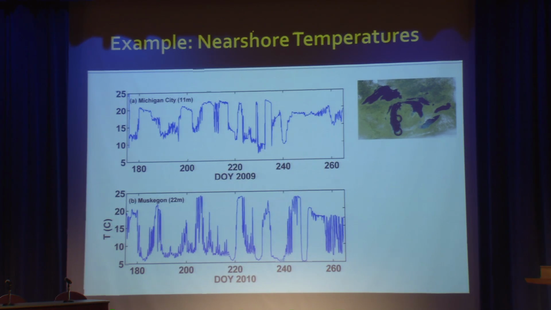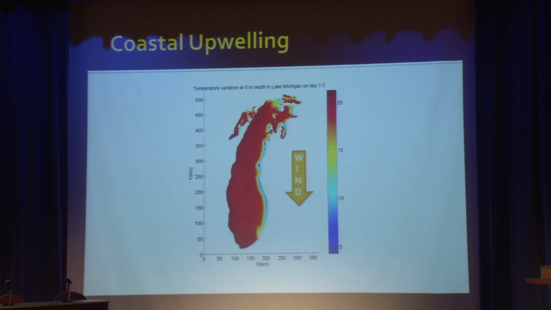These are some examples of water temperatures that we've measured at two different locations. One is Michigan City, which is along the coast of Indiana here, and then the other one is Muskegon, which is farther up the Michigan coast. And what you see is, this is day of the year 2009 and day of the year 2010. As you go through the year, you have these events where you all of a sudden are experiencing really cold water or really warm water. So an extreme climate of variability in the nearshore temperatures.